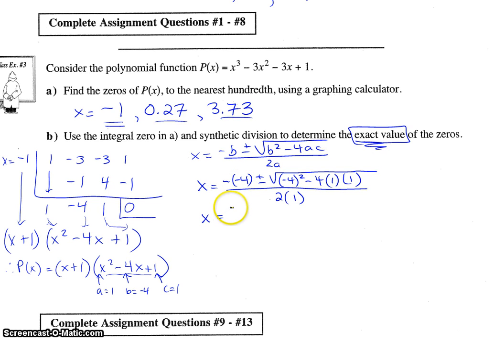So negative, negative, so positive 4 plus or minus. Simplify everything that's under the root. So negative 4 squared is going to be 16, positive 16. Minus 4 times 1 times 1, so minus 4. 16 minus 4 is 12. All over top of 2 times 1, which is 2. Okay, now exact value, but it needs to be simplified, so root 12.